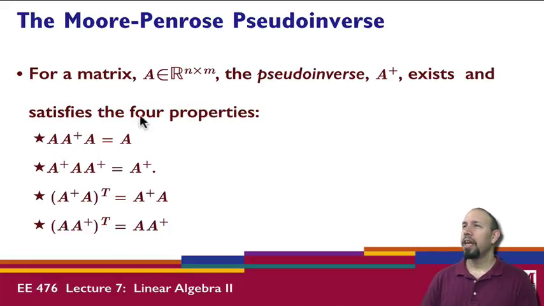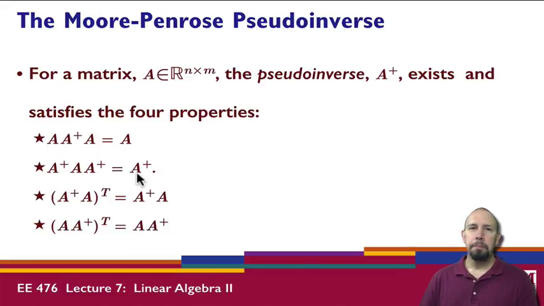Okay. So remember, the inverse was defined by 2 properties. Here, the pseudo-inverse is defined by 4 properties, and all of these must be satisfied. It turns out that if any matrix satisfies these 4 properties, then it is the pseudo-inverse, and there's only one pseudo-inverse. So here's the first one: A times A pseudo-inverse times A is equal to A. And then we have the opposite equation: A pseudo-inverse times A times A pseudo-inverse is equal to A pseudo-inverse.